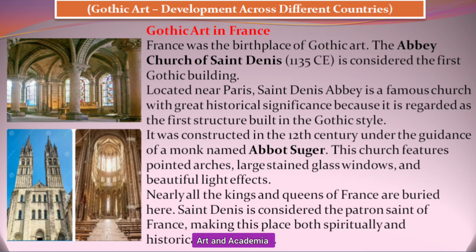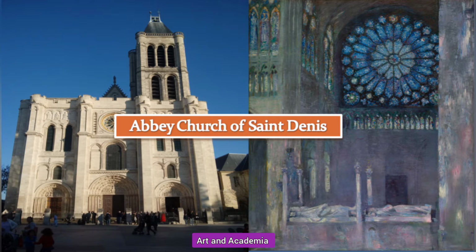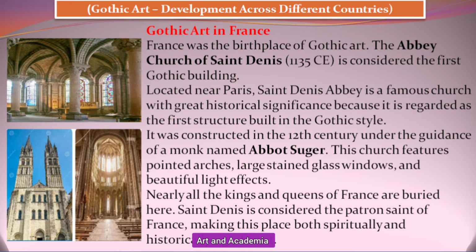Gothic art in France. France was the birthplace of Gothic art. The Abbey Church of Saint Denis, 1135 CE, is considered the first Gothic building. Located near Paris, Saint Denis Abbey is a famous church with great historical significance because it is regarded as the first structure built in the Gothic style.